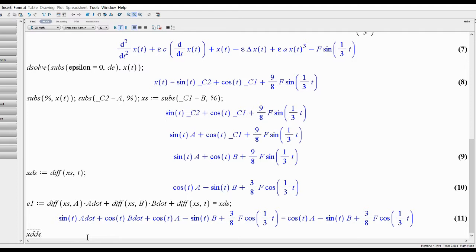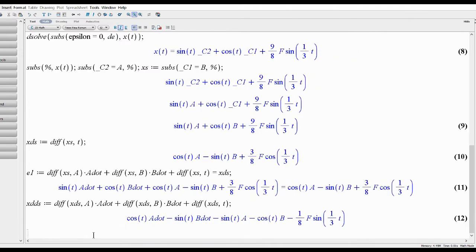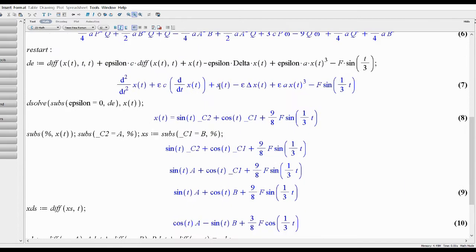x double dot is equal to the derivative of x_ds with respect to a times a dot plus the derivative of x_ds with respect to b times b dot plus the derivative of x_ds with respect to t. So now I've got x double dot as well. Now, in my substitution I have to be a bit careful. If I substitute here, then it will take derivatives and evaluate that. I don't want that, so I have to substitute in a sequence.